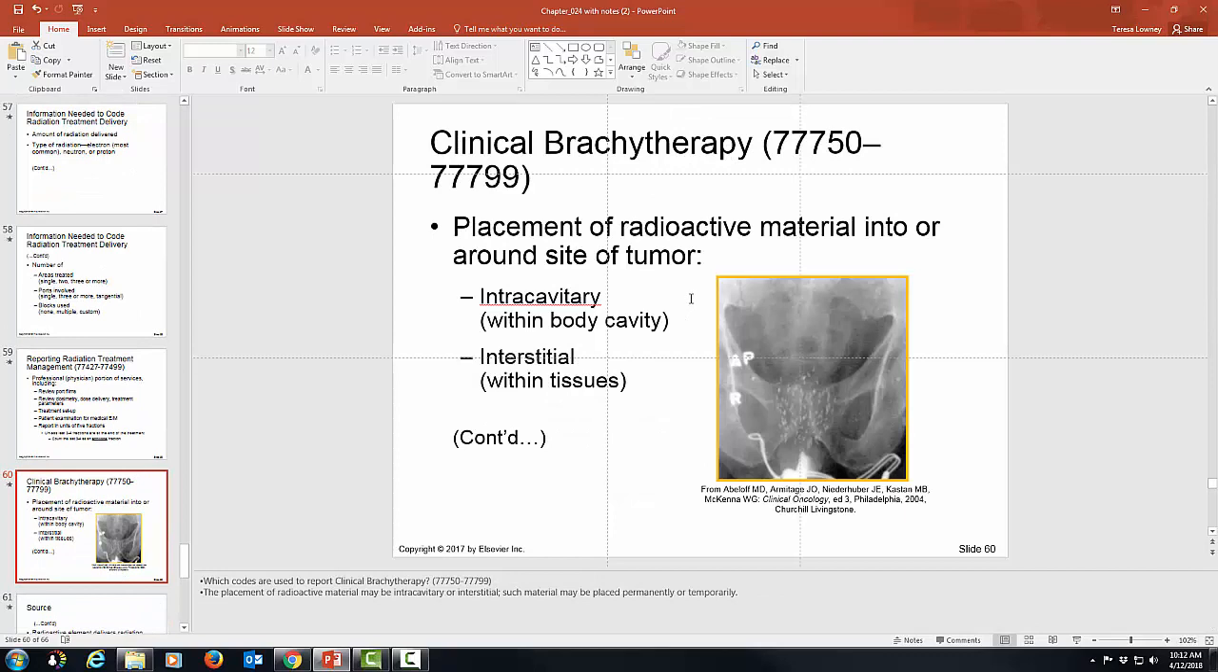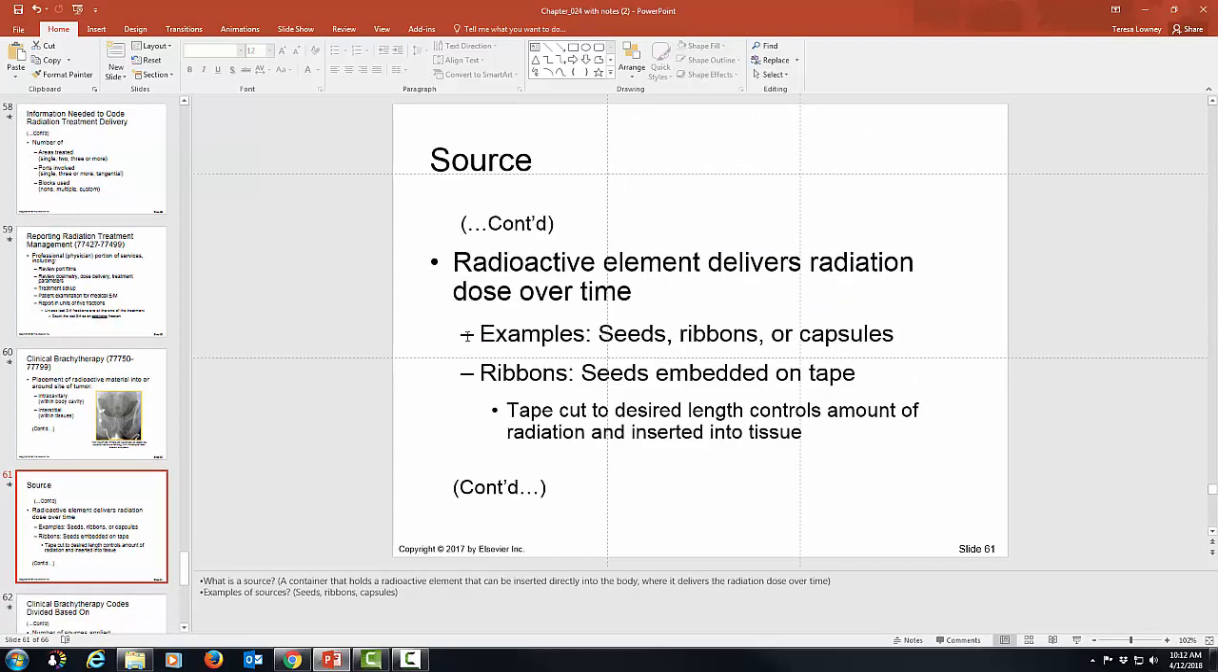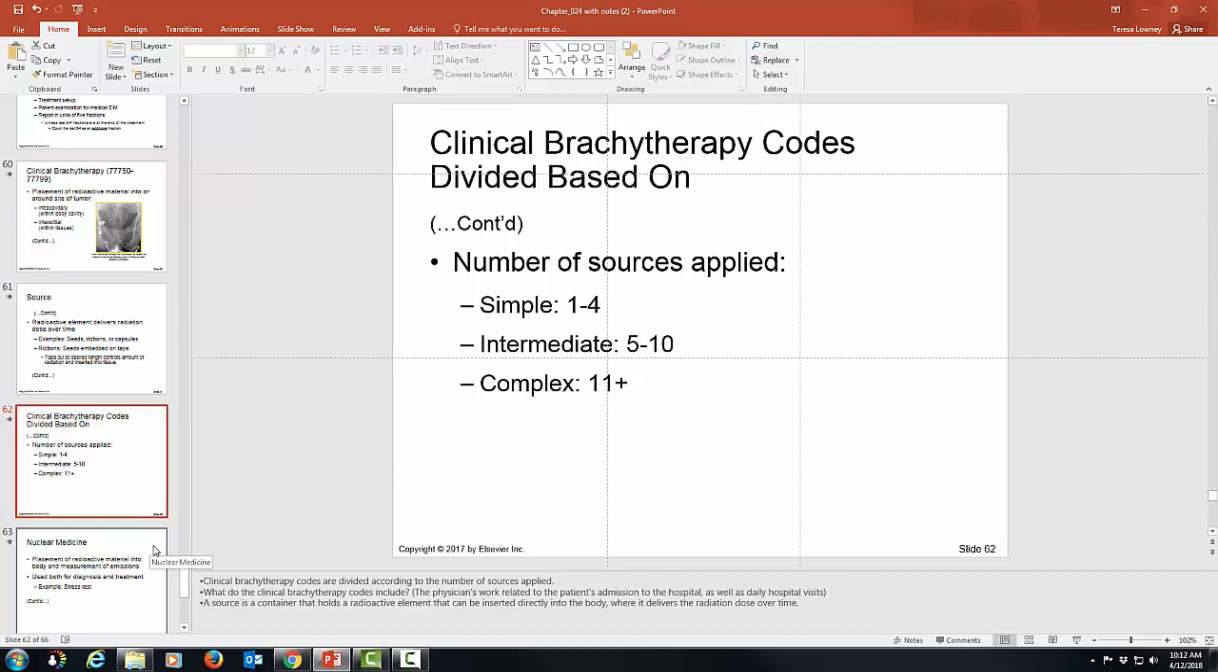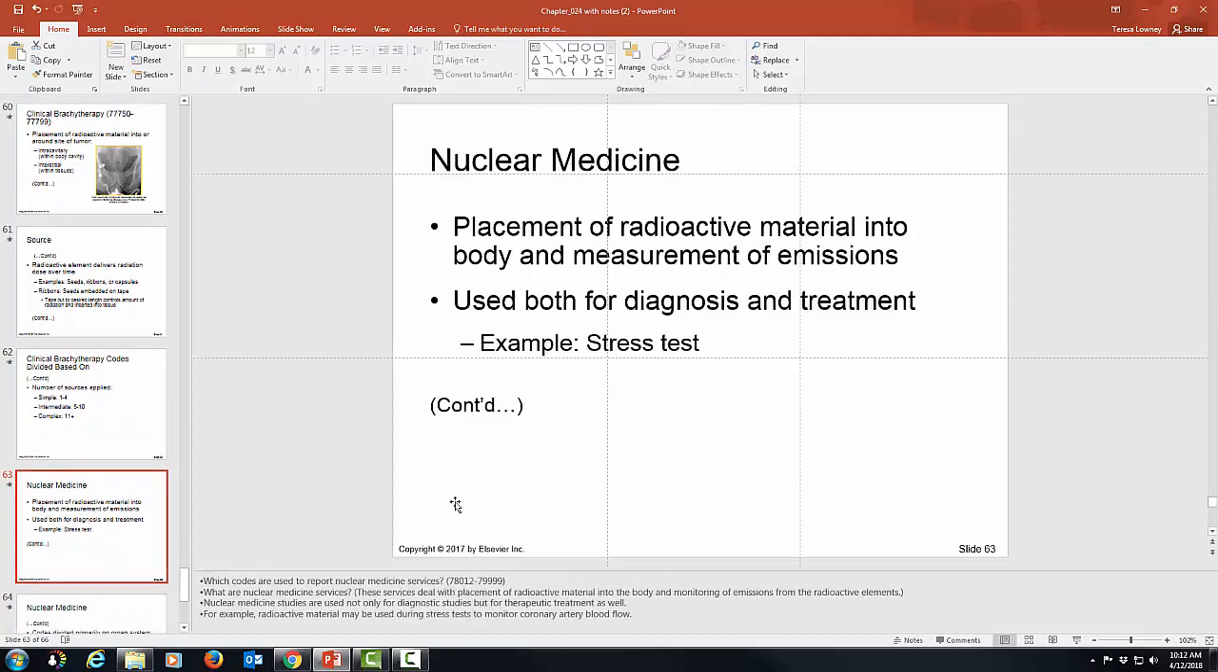Brachytherapy, we've talked about this before, the placement of radioactive material in or around the site of the tumor, so within the body cavity or within the tissues. We talked about that with prostate cancer. The source radioactive element delivers the radiation over time, so you can have seeds, ribbons, or capsules, and the seeds are embedded on a tape. So you need to know that too. The number of sources applied, 1 through 4, is simple, intermediate is 5 through 10, and complex is 11 or more.